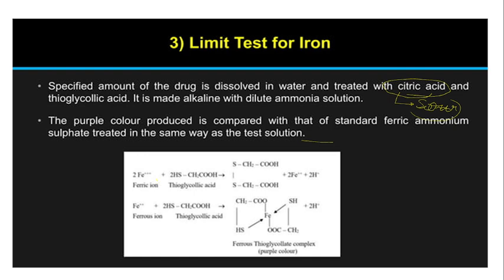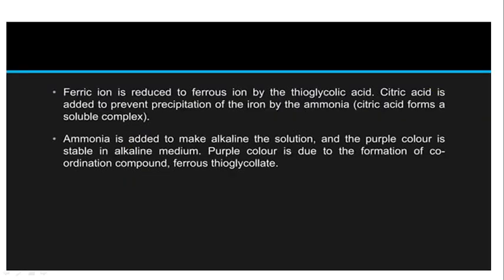Here you can see ferric ion reacts with thioglycolic acid, and then ferrous ions react with thioglycolic acid. What do we get? Ferrous thioglycolate complex. This is purple color, and this color indicates that the particular solution is having iron traces. So this is how we can test the iron. Ferric iron is reduced to the ferrous iron by thioglycolate. I already told you through the image what was done there.